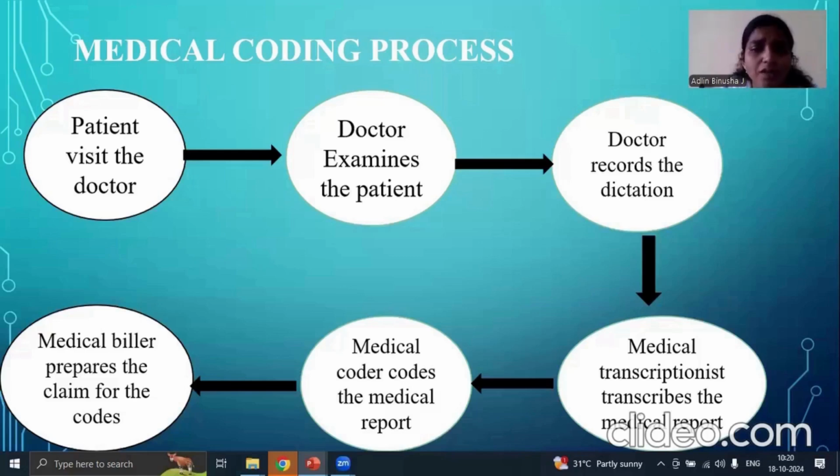Now this medical report is handed over to the medical coder to code the diagnosis. Then these codes will be handed over to the medical biller, who prepares a claim for the codes. The medical biller will code the amount for each and every diagnosis, and then they will claim the amount from some insurance for external purposes. Okay, this is the process of medical coding.